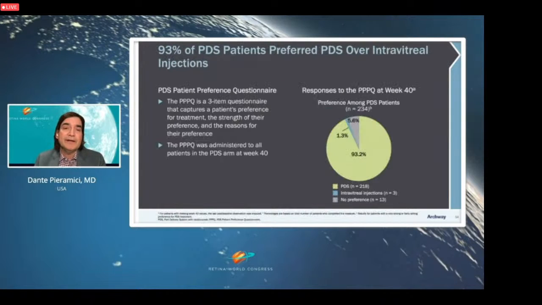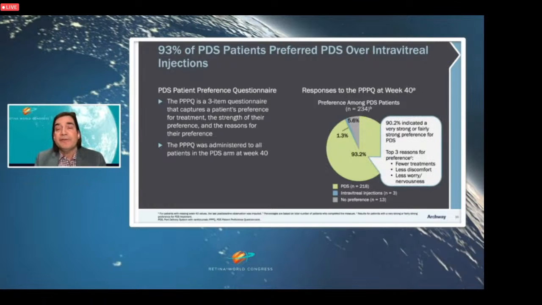Now, we also asked the patients in the PDS arm, did they prefer the PDS or the intravitreal injections? This is a questionnaire that was given at week 40. 93% of the patients preferred the PDS over intravitreal injections. About 6% of the patients had no preference, and only 1% of the patients preferred injections. These are fairly strong preferences for the PDS in this arm, and the reasons for their preference were that there were fewer treatments, it was less uncomfortable for them, and there was less worry or nervousness.